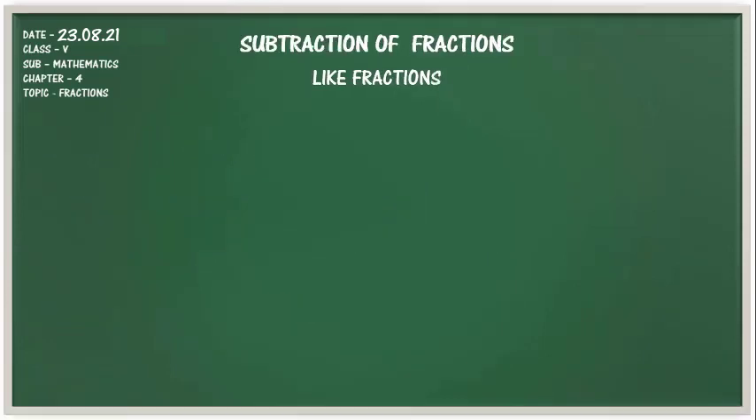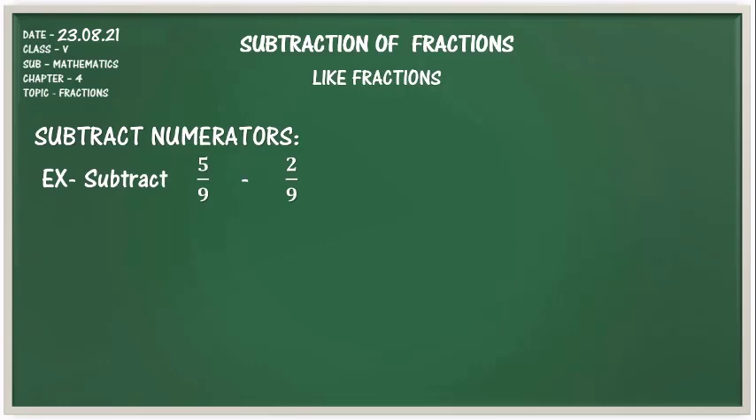Now subtraction of fractions. It will be done in the same manner as we did the addition. The only difference is that here we will subtract. So let's see an example. We have to subtract 5 by 9 minus 2 by 9. As we can see, the denominators are the same, so we just need to subtract the numerators.